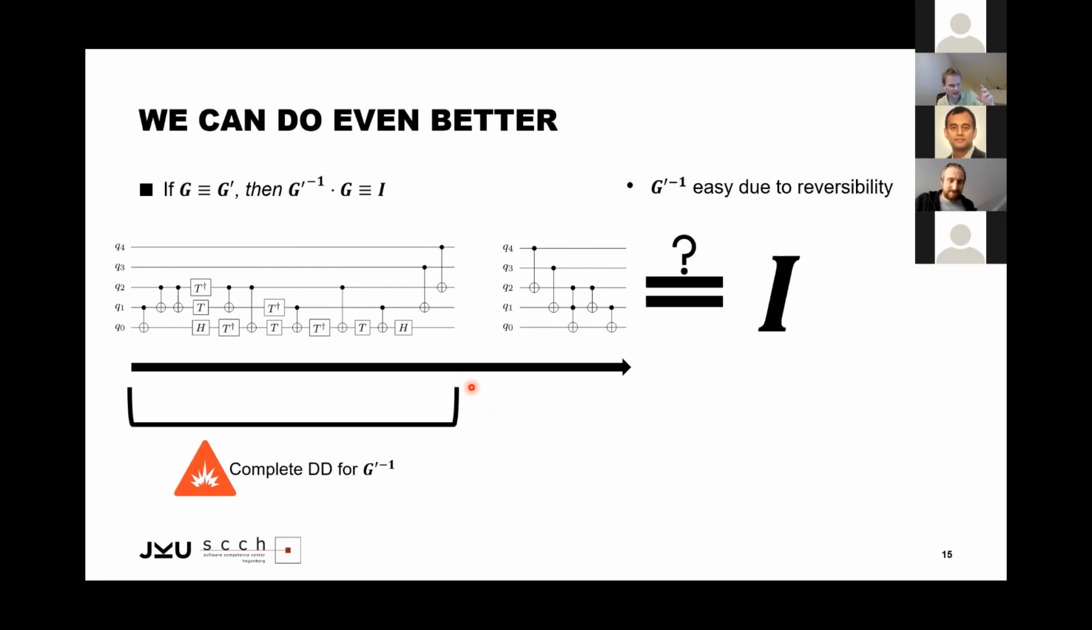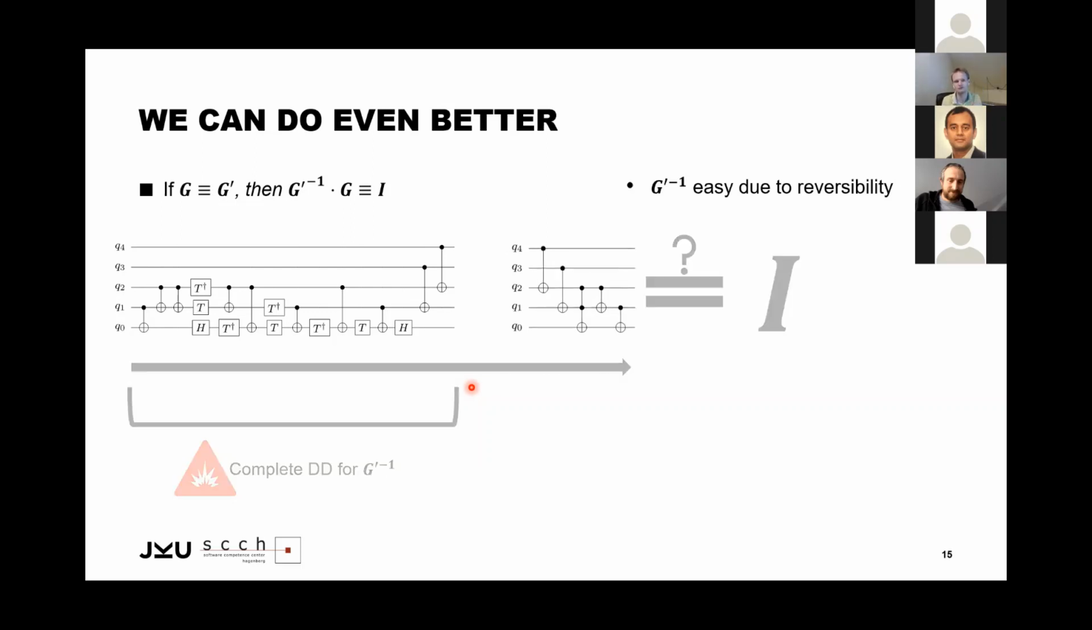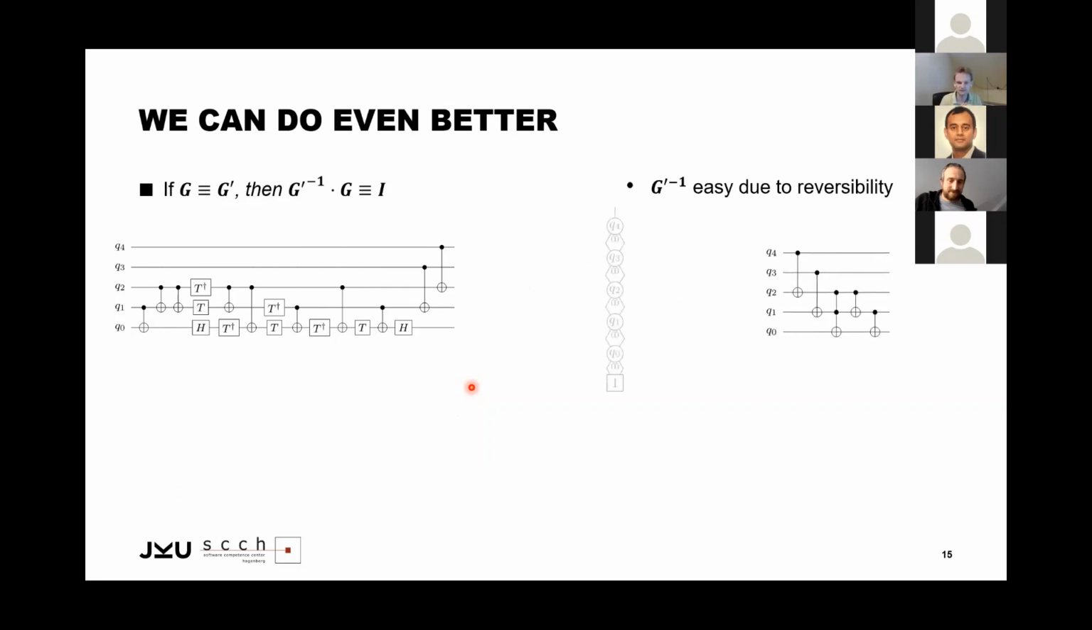But now comes the catch. Now comes the nice thing. What you can do is a slightly different scheme. You could start with the decision diagram of the identity, which is this representation here. And now I'm not multiplying all gates from this circuit first and then all gates from that circuit. Instead, I start with multiplying one gate from here, and then I get this decision diagram here, which is a little bit larger, but not blowing up already.